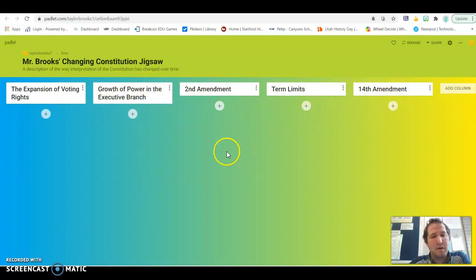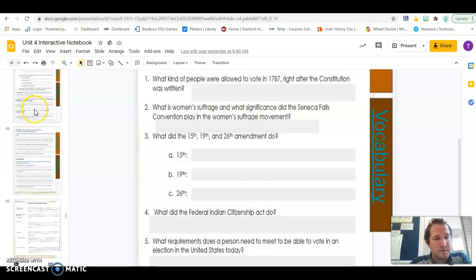So that is what we're doing on Tuesday, a jigsaw where you become an expert on one of these and post your answers here. But you use your classmates' expertise in the other 4 to fill out the remainder of these pages.